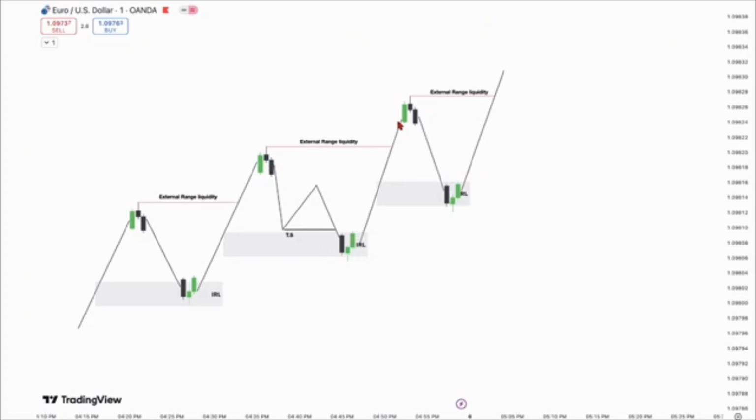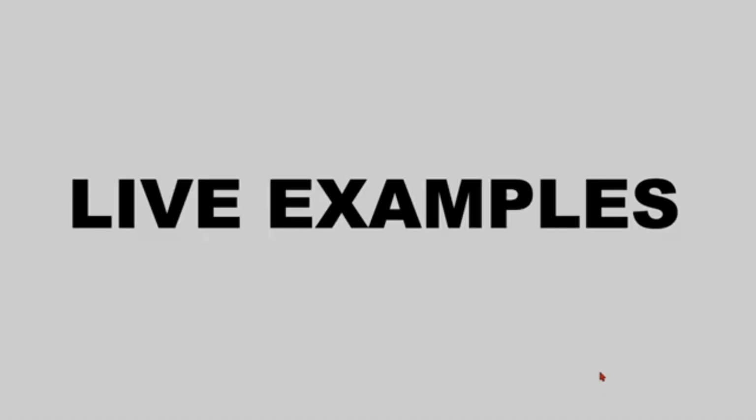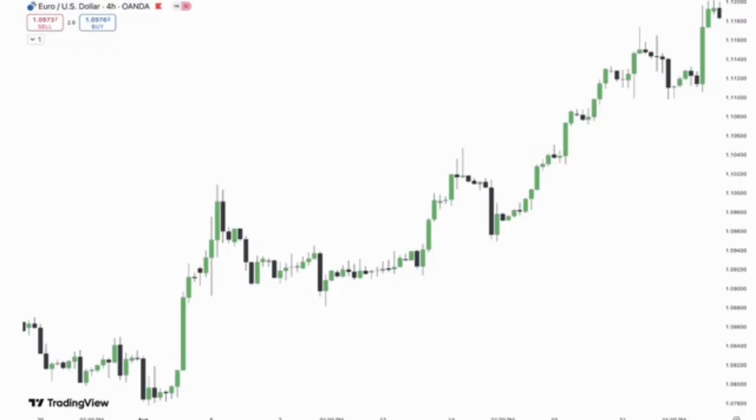Once again, after reaching the ERL, a CRT was created, leading the market toward the IRL FVG, and yet again, another CRT was formed before targeting the next opposing liquidity, which in this case is our next ERL. And you can see the same thing happen on the reverse side. So, without wasting any time, let's dive straight into some live examples.